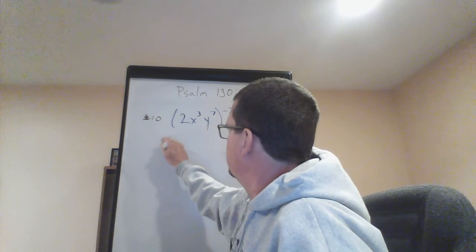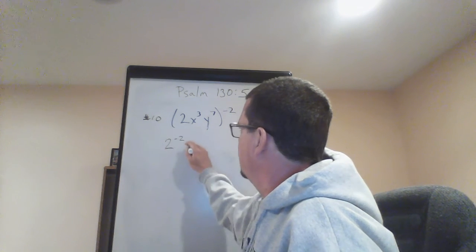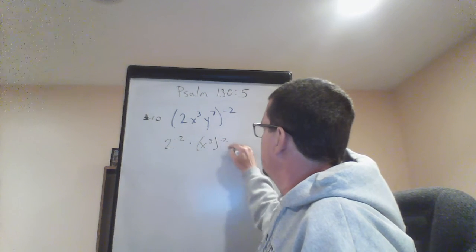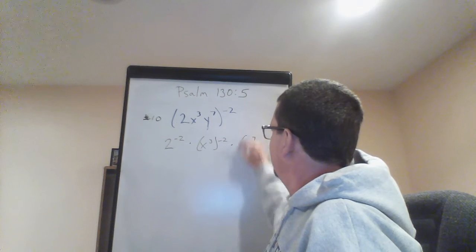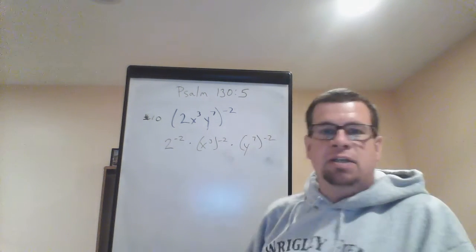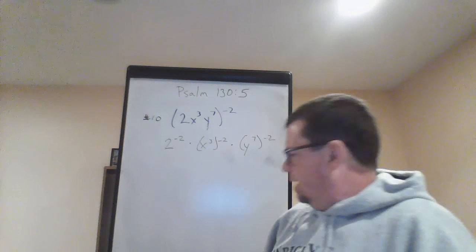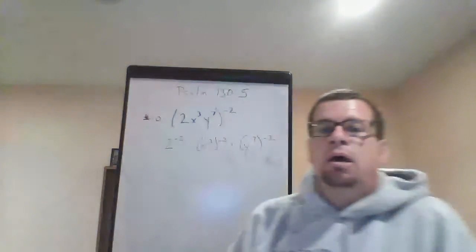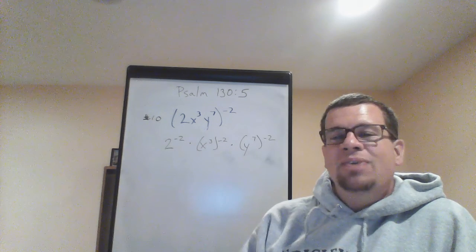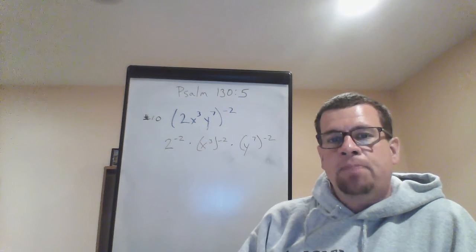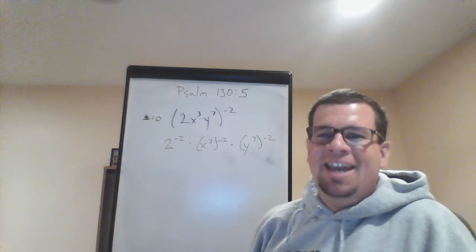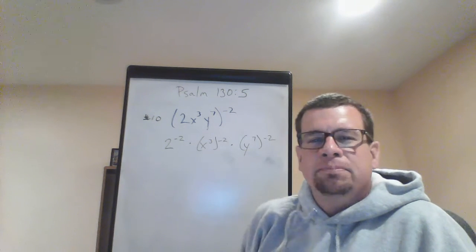So that becomes 2 to the negative 2nd times x cubed to the negative 2nd times y to the 7th to the negative 2nd power. All right. So that's that property of exponents that says we can distribute that exponent to each factor of a product. And now I'm going to just simplify each of these individually. So 2 to the negative 2nd, all right?